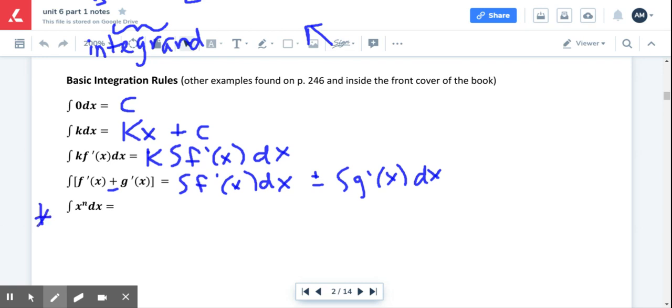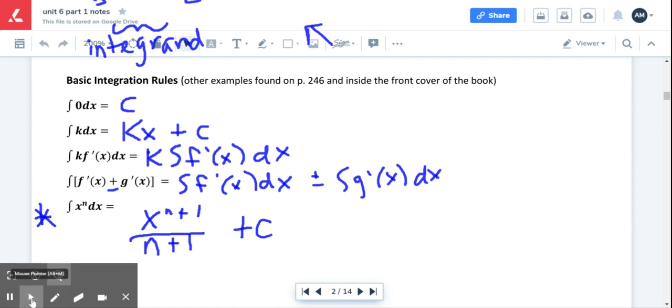Now, this is the big one for this section. This is the power rule for integration. So it's the opposite of the power rule for differentiation. So if we're taking the antiderivative of x to the nth power, what we will do is add 1 to the exponent. So it'll be x and then n plus 1 in the exponent. So x to the n plus 1, and then we will divide by n plus 1. So divide by that new exponent, plus c.